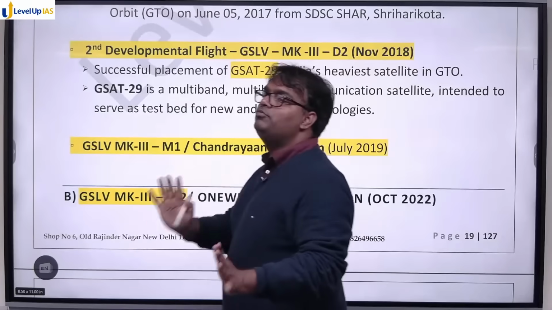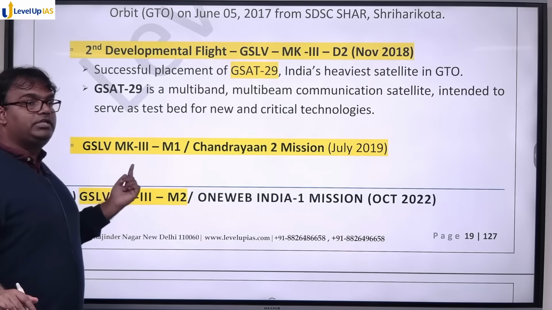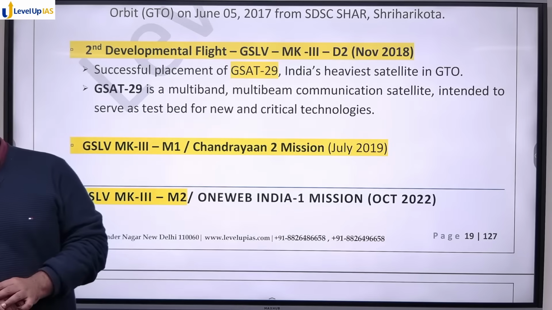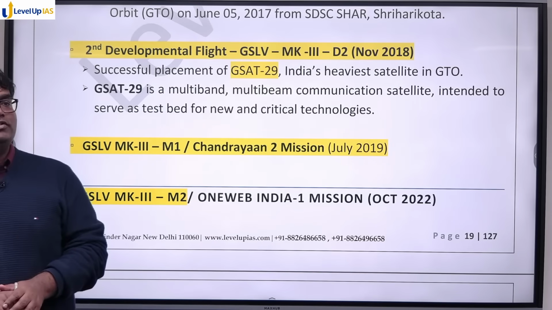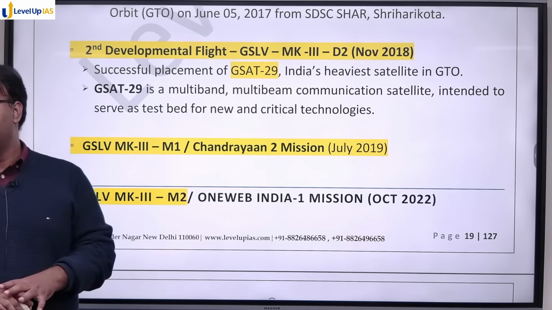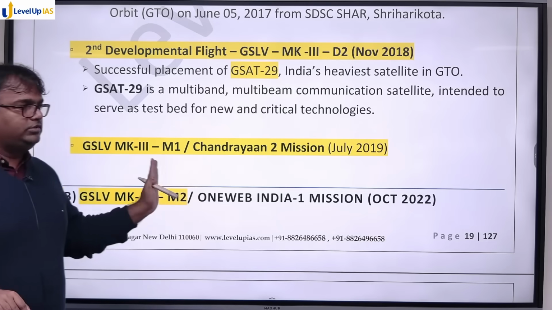Now comes main mission mode flights when GSLV Mark 3 is properly ready. GSLV Mark 3 M1 was Chandrayaan 2 mission, July 2019. Chandrayaan 2 was launched in July 2019. We will study about it in detail, how it reached the moon and how it landed, and all those things.